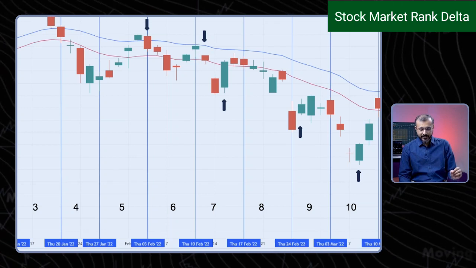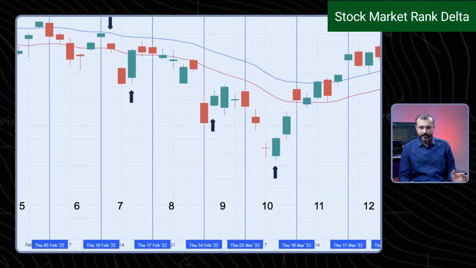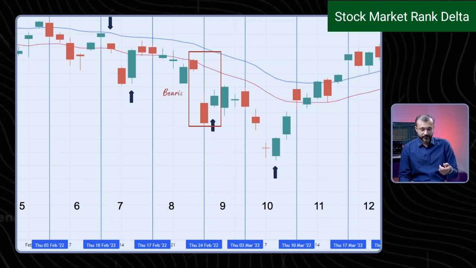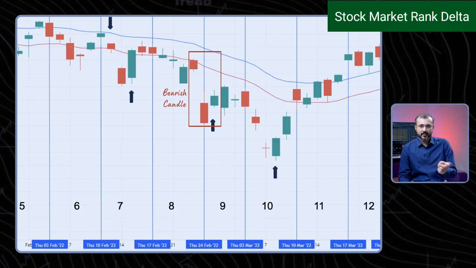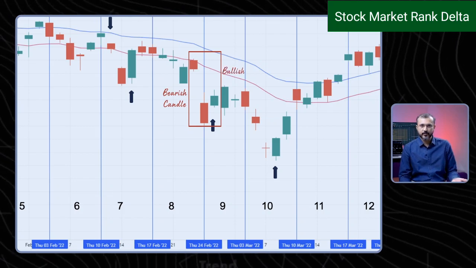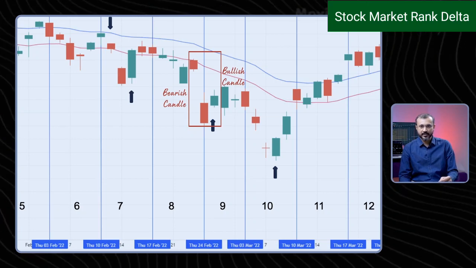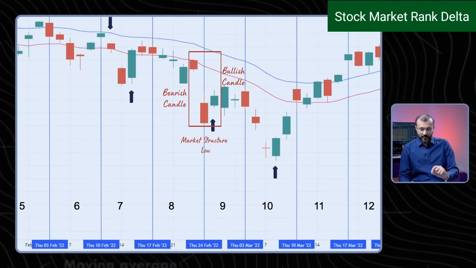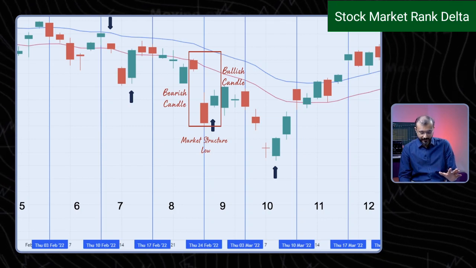The next market structure low got formed on 25th of Feb. There are two bearish candles. The first candle, then we have a huge gap down, and the third candle is a bullish candle which is closing above the previous open, which is confirming that it's a market structure low. Now the next candle is interesting. The next market structure low is very interesting.